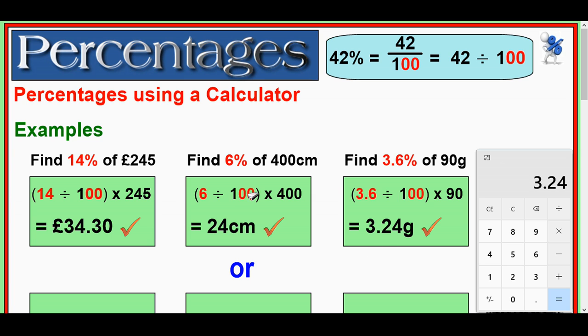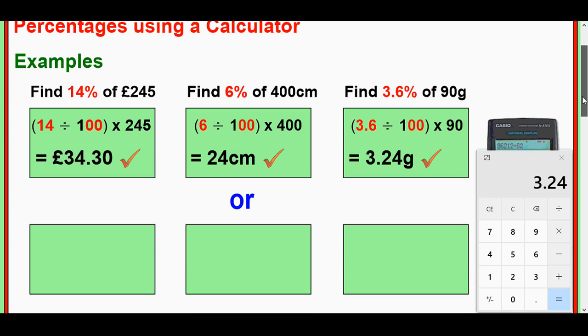Now, this is the way I would like you to try it. There are other ways of doing it. You could divide 245, for example, by 100 to get 1%, and then times it by 14, and just type that into the calculator. That's kind of like the non-calculator method. Divide by 100 to get 1%, and then times it by 14, you would also get 34.3, and make sure you would write it as £34.30. But that idea works as well.